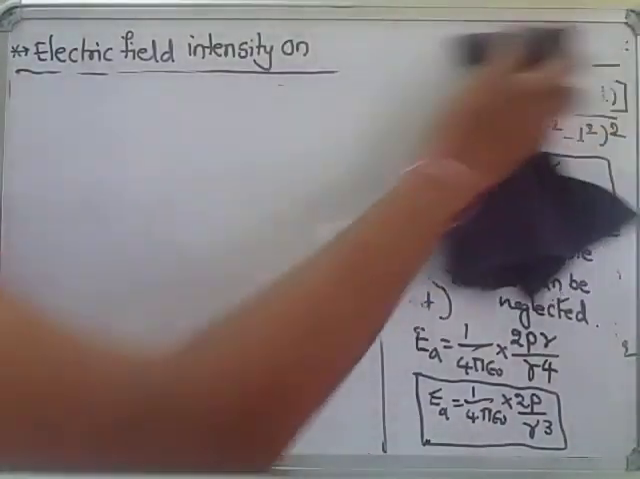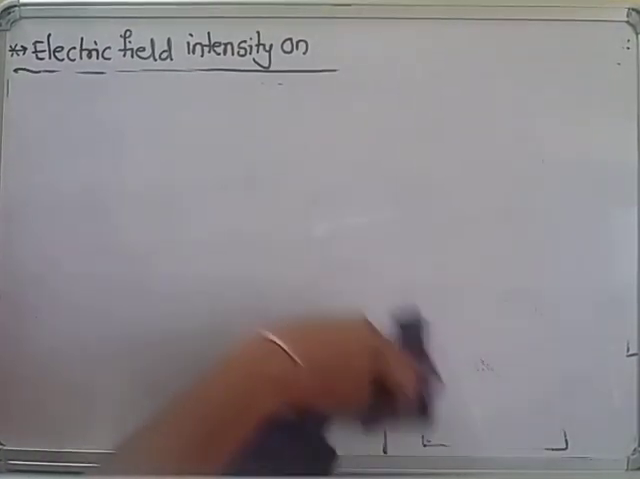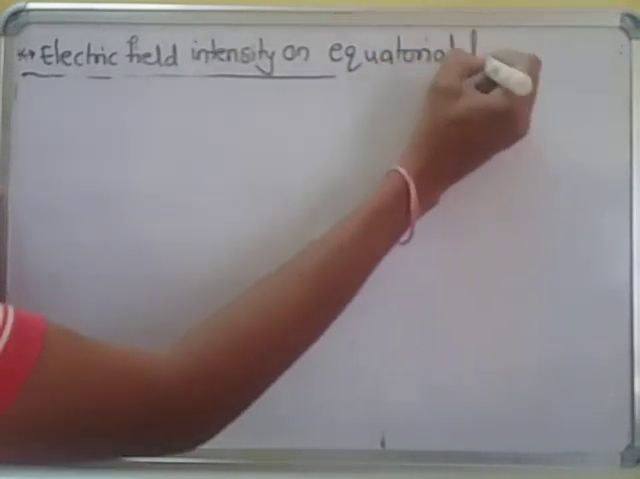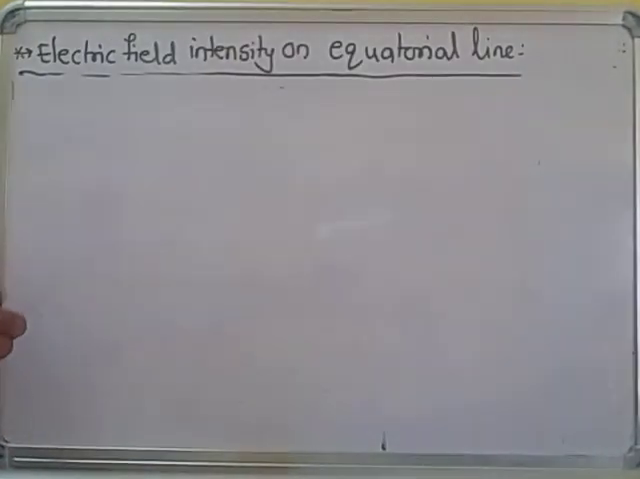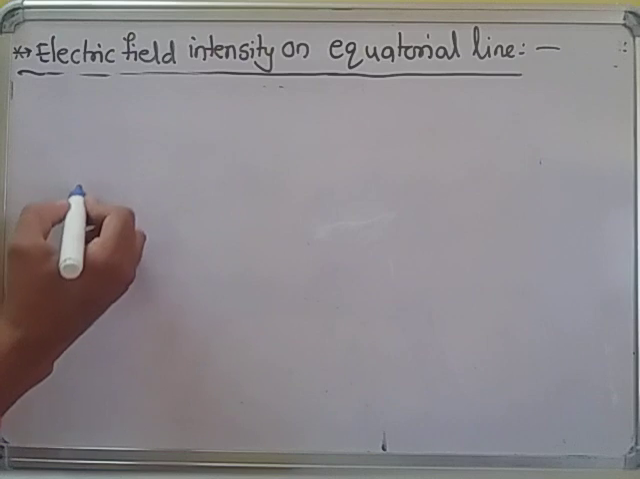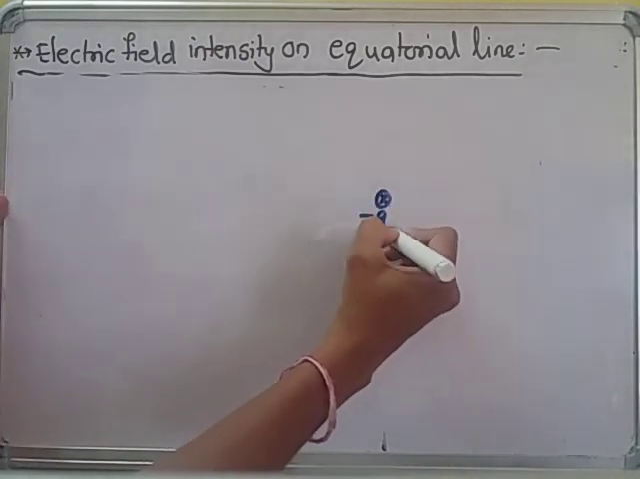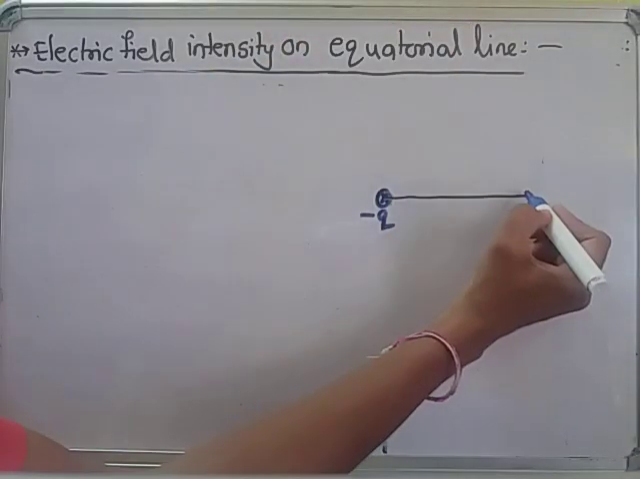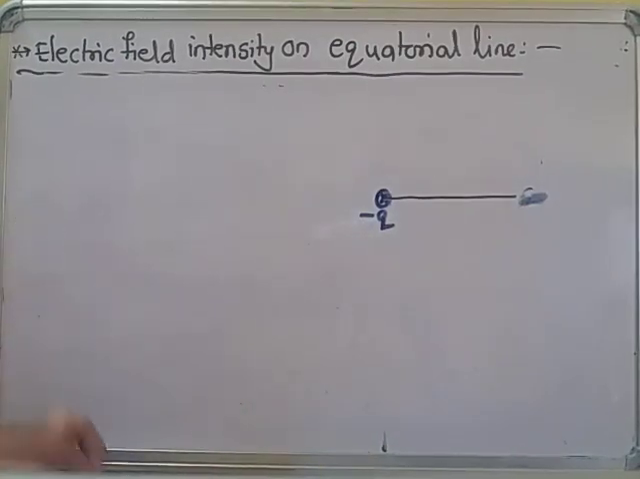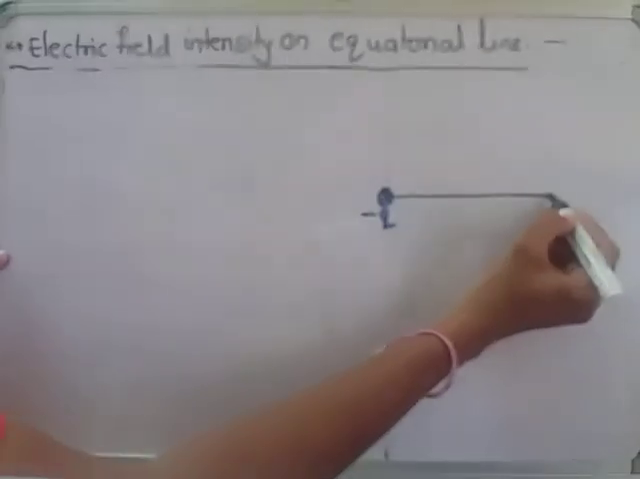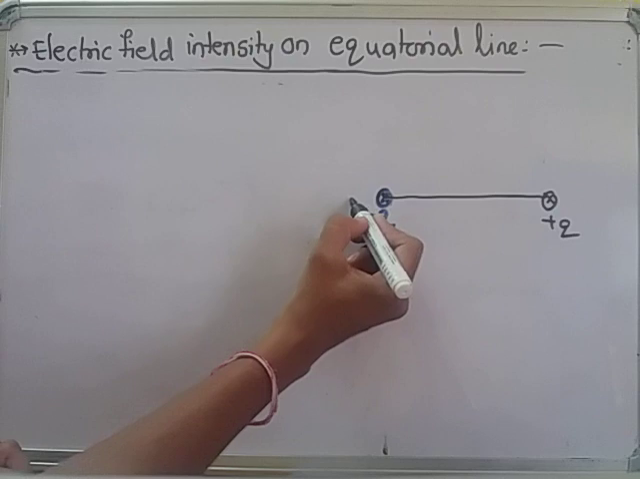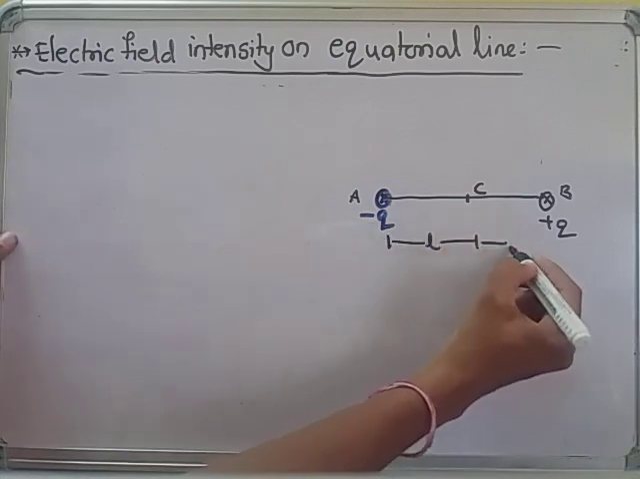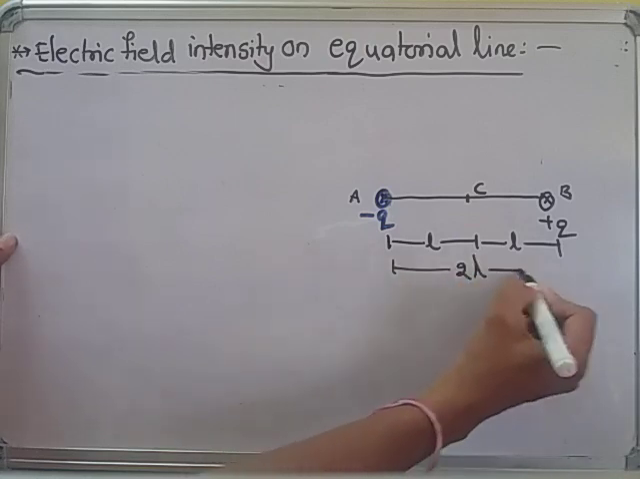Now, how to find the electric field intensity on the equatorial line, and what is the equatorial line first? Electric field intensity on the equatorial line. What is the equatorial line? And how to find the electric field intensity on the equatorial line? For that, let us take two charges. We will take an electric dipole, one is minus q charge and the other one is plus q charge. This we will take as A, and this we will take as B, and this is the center. Now this distance we will take as L, and this distance we will take as L, because we take the dipole length as 2L, as we know already.